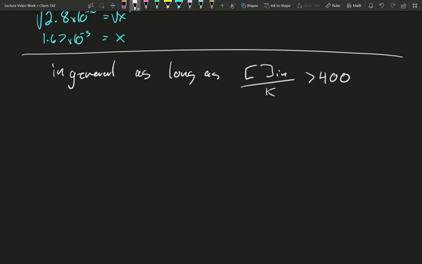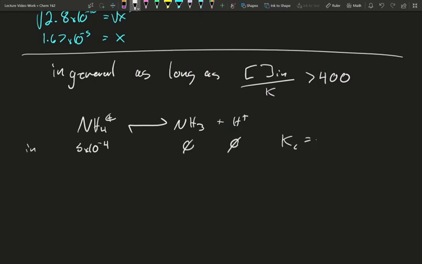This also has the effect that as we dilute a solution to lower and lower concentrations, we can make this assumption less and less often. If we had the same initial reaction, but our initial concentration was something like 5 times 10 to the minus 4 instead of 10 to the minus 1, which was our original. K does not change. K is still 5.6 times 10 to the minus 10. K is dependent only on the reaction and temperature, not on the initial concentrations.